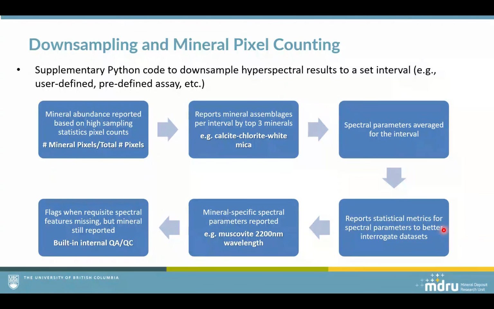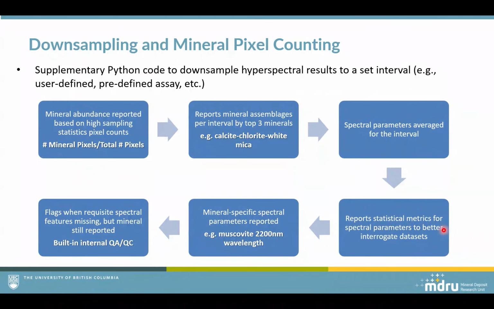So this general process includes calculating mineral abundances based on the high sampling statistics of the data cubes. So we do pixel counts, where the basic calculation is the number of mineral pixels divided by the total number of pixels within that scan. When we have these mineral pixel counts, we then report mineral assemblages based on the top 3 counts. Then spectral parameters are averaged across the interval. And we also populate different statistical parameters to be able to address any question you want to pull out of this data set.